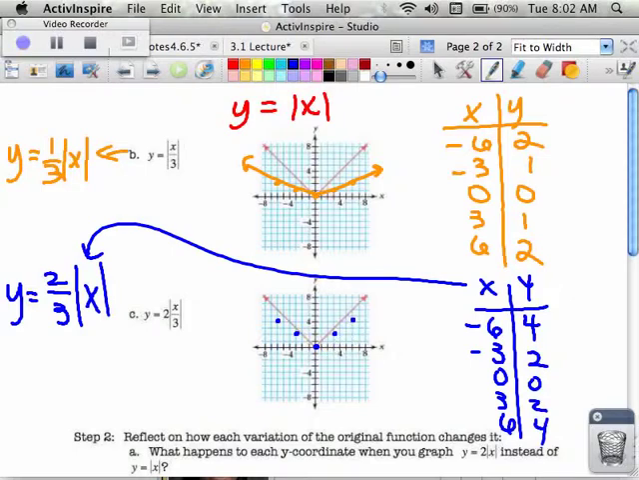And so again, this is a mirror, and you can see that this is wider, or in other words, increases at a slower rate than the original absolute value graph. Why? Because it's 2/3 of the absolute value. So every height will be 2/3 of the other height that you saw before.